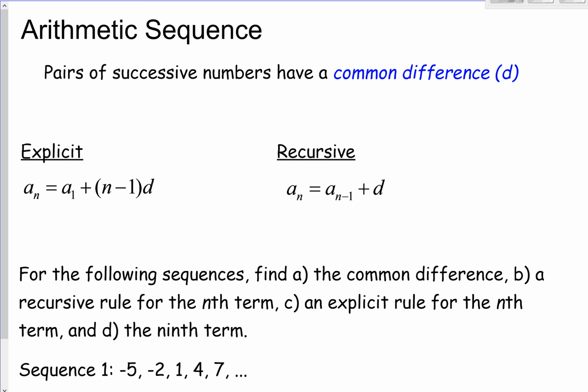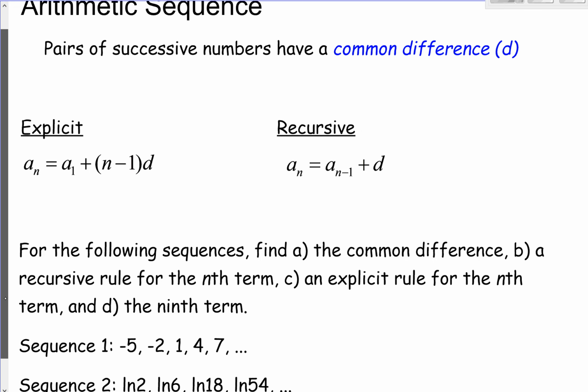That means that I'm adding a constant to each term to get the next term. Explicitly, our equation is in the form of: I can find any nth term by taking the first term, a1, plus n minus 1 times d, which is what we call the common difference, that number that we're adding every time. Recursively, I do have to be given a term. Typically, we are given the first term, and then to find each successive term, we just add d to the previous term.